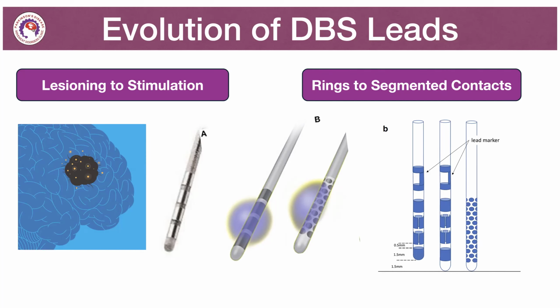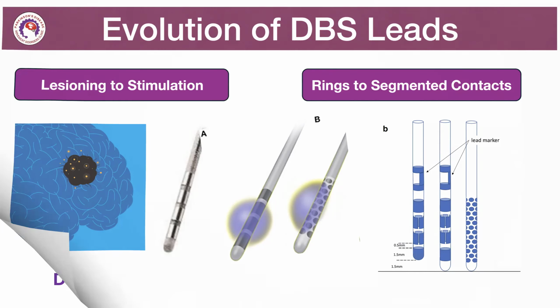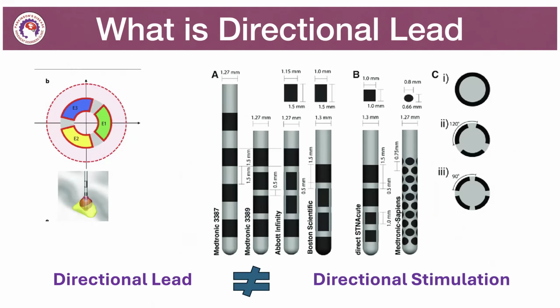And hence, we are now moving from ring-based stimulation to segmented contacts, so that every part of the electrode can be utilized for better stimulation of the structure. Classically, there are different types of directional leads available. Commonly, one contact is divided into three segments of 120 degrees each. It all acts to give a current in a certain direction of the lead.